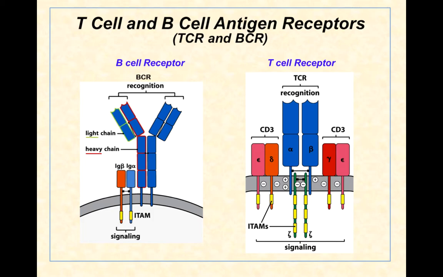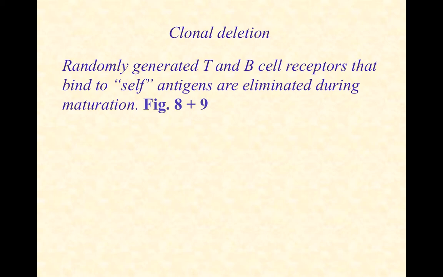So that's the random generation of the antigen binding sites on the B cell and T cell receptors. Now, how do we make sure that by binding to those receptors, we don't stimulate an immune response against self-antigens, against bits and pieces of you and me? If those binding sites are generated randomly, aren't a bunch of them going to recognize proteins and polysaccharides that are on the surfaces of our cells? Then we'd have an autoimmune disorder, wouldn't we? We don't want to go down that road.